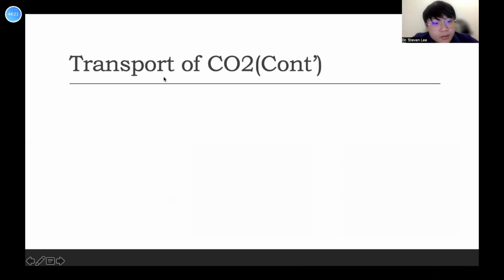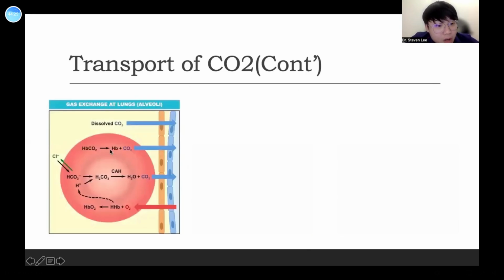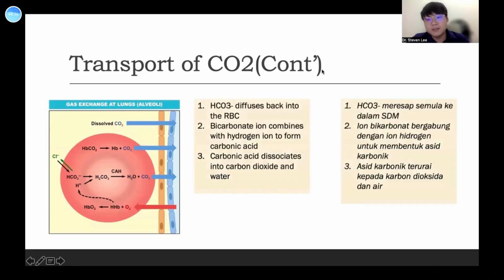Meaning, right now your bicarbonate ion will go back into the red blood cell. They will recombine with the H plus, forming the carbonic acid, and then they become water and CO2 again. That's why whatever we exhale is water and CO2. So this will be your answer. Meaning the bicarbonate ion, when they reach the lungs, needs to become CO2 again. And how do they do it? They just reverse the process that happens in the cell.